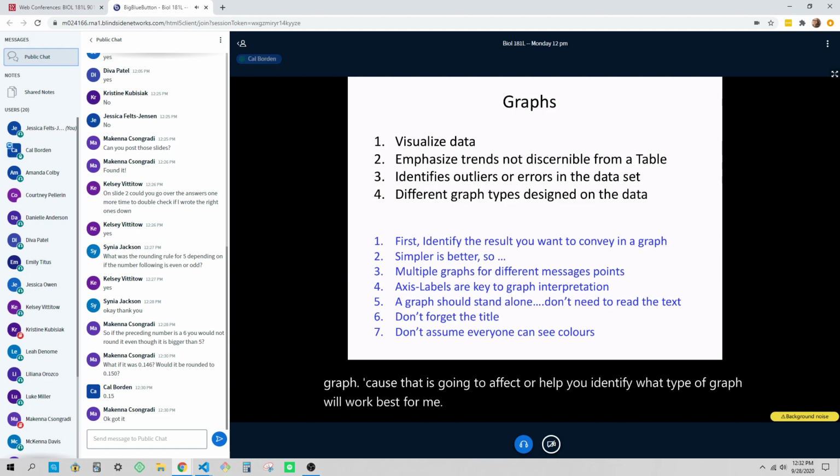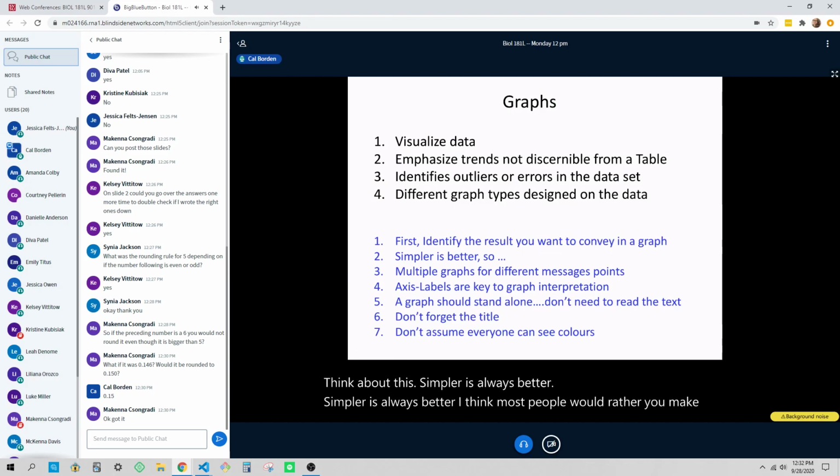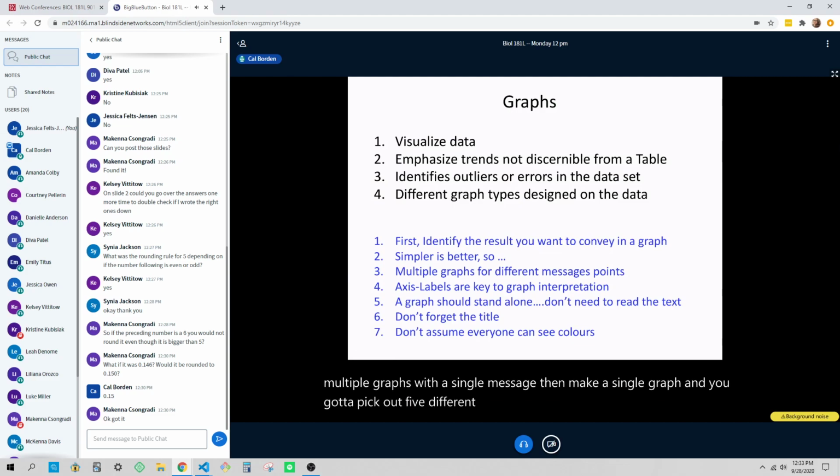Okay? Think about this. Simpler is always better. I think most people would rather you make multiple graphs with a single message than make a single graph and you got to pick out 5 different things from it. People do not have that attention span to pay attention to and pick out the details of the graph. It really has to slap them in the face. Here's what you need to notice. So don't worry if you've got multiple graphs to make your point. The idea is to make a point.